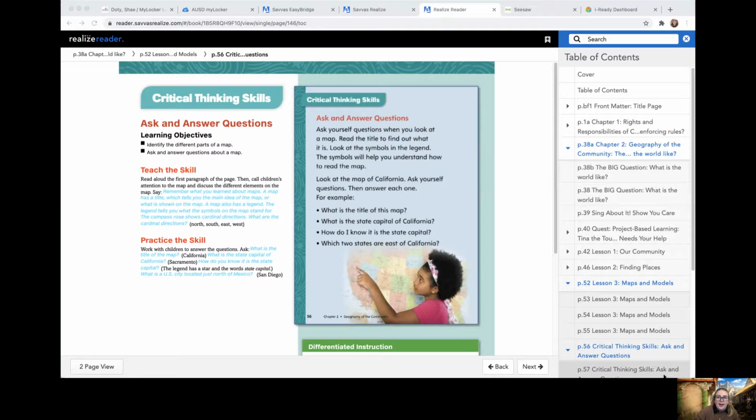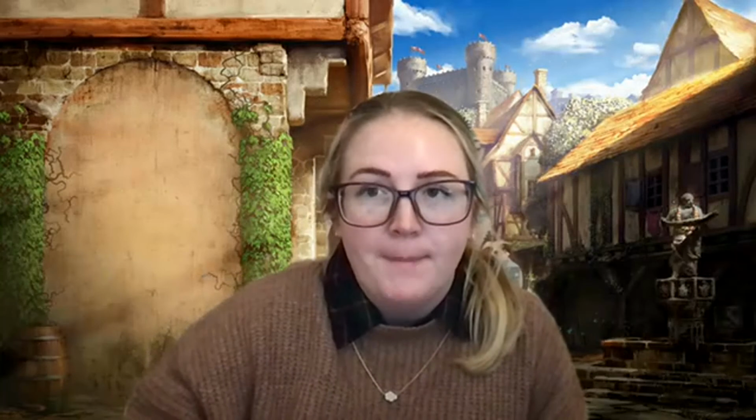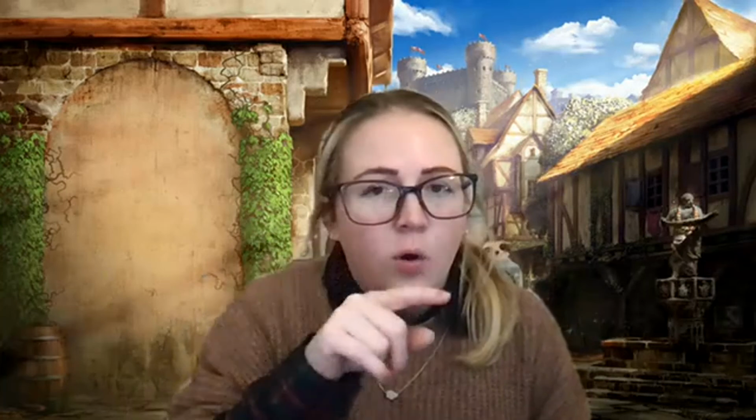So I'm going to come back and stop sharing my screen. A map and a model are the same, except the map is flat and a model is not, because a model is something that's 3D like a gingerbread house. And if we look at a map, it has a legend which will tell us what that is on the map. I'm going to look at the legend and it's going to tell me what it is.